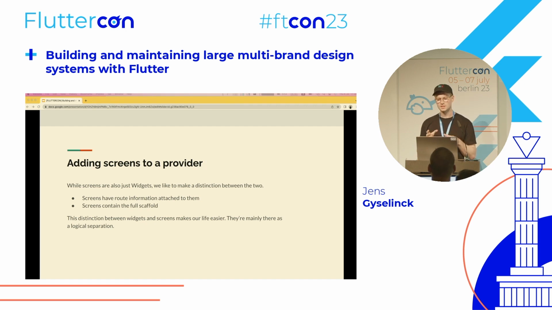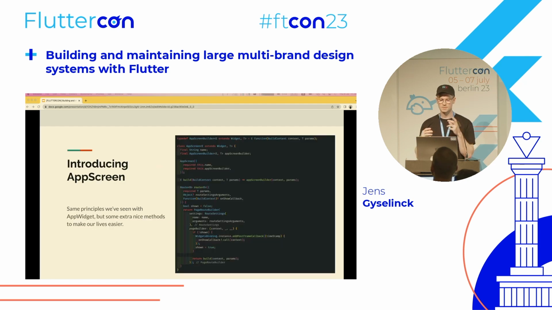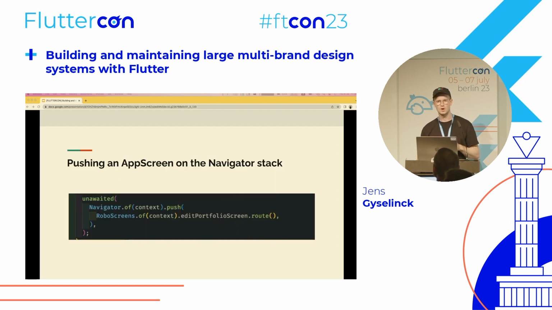The difference between these two is that screens have route information attached to them instead of just calling a .widget. So this is something that we call an app screen, and the main principle is just the same, but as you can see, there's this .route method, which will return a material page route instead of just a widget, if you call it. They're also hosted on a provider and tokenized, but in the UI, you would call it something like this. So you'd push them on the navigator stack.